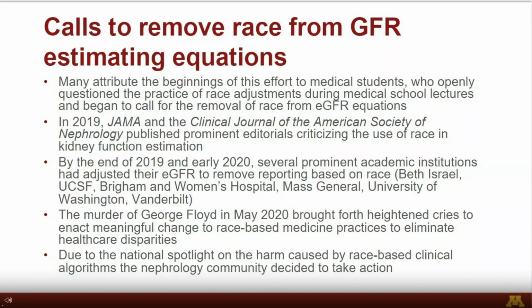This was then followed in May of 2020 by the murder of George Floyd, which brought forth heightened cries to enact broader and more meaningful change to race-based medicine practices in general to address healthcare disparities. So therefore, due to the national spotlight on racial inequities and the harm caused by race-based clinical algorithms, the nephrology community took action.